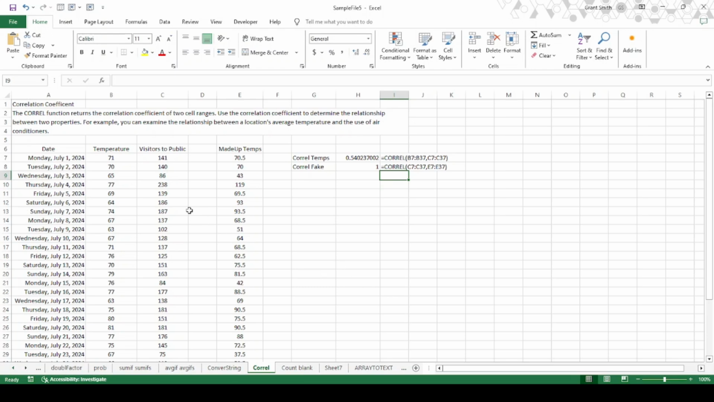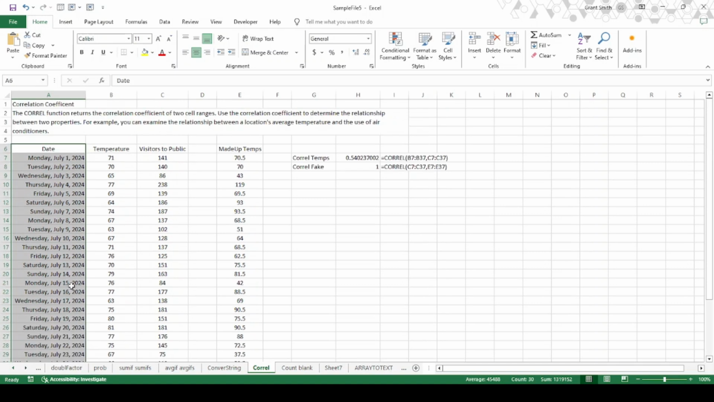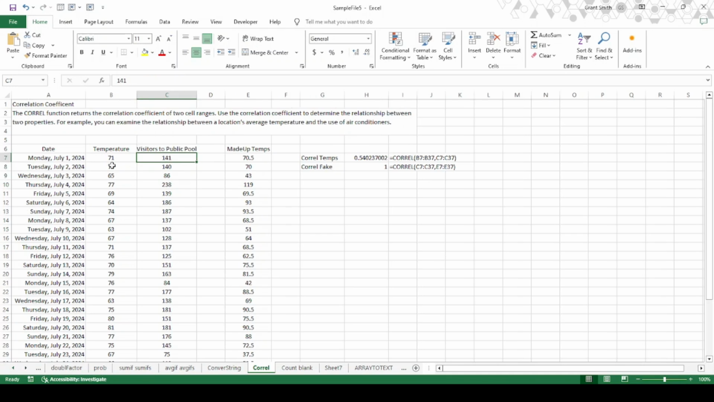So what we have here is the dates. This is for the month of July last year. These are the temperatures, the outside temperature for each day. And this is the number of visitors that went to a public pool. So here you can see it was 71 degrees on the 1st of July and there were 141 visitors to the pool.